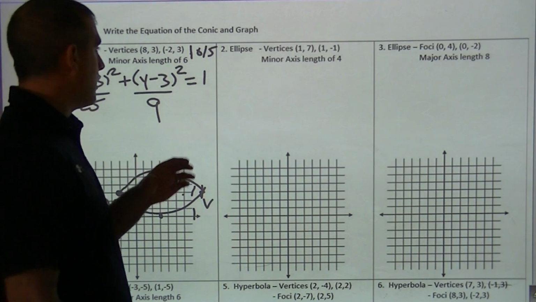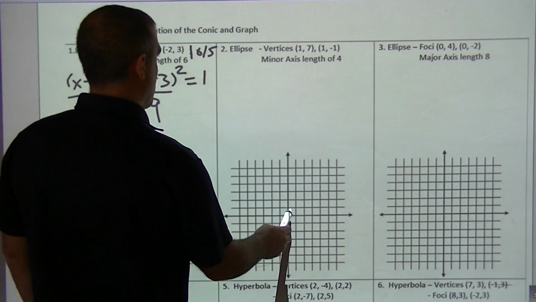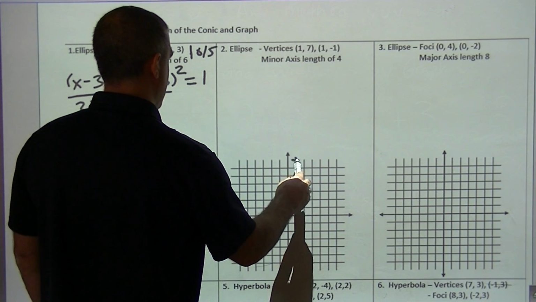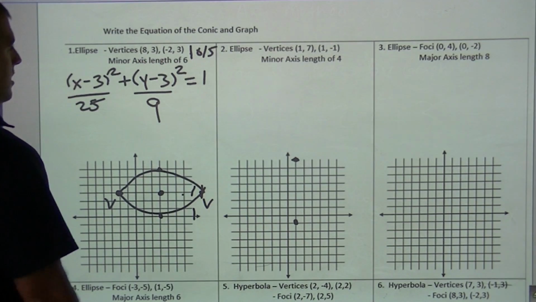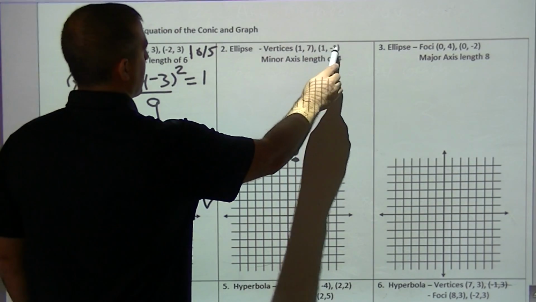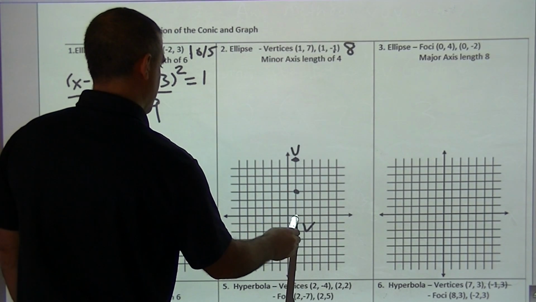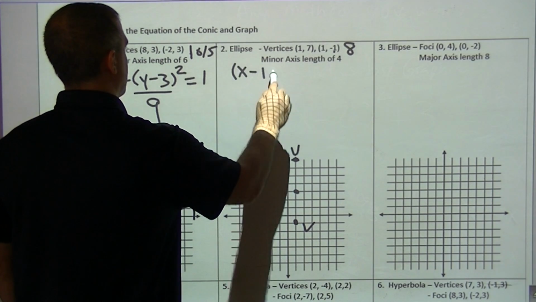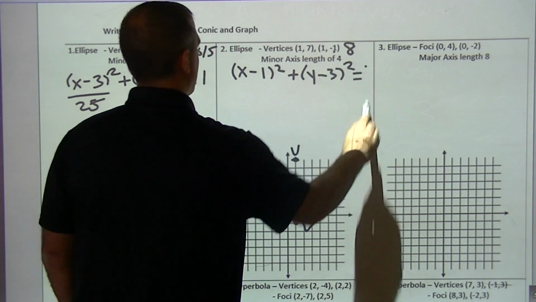All right, moving on to this ellipse. It says the vertices are at 1, 7. So 1, 1, 2, 3, 4, 5, 6, and 7, and then 1 and negative 1. Since I know my vertices are there, I know the center. So 1 to negative 6 is 8 spaces, so that would be 4 away. 1, 2, 3, and 4. So that's 1 over, 1, 2, 3 up. So x minus 1 squared plus y minus 3 squared equals 1.